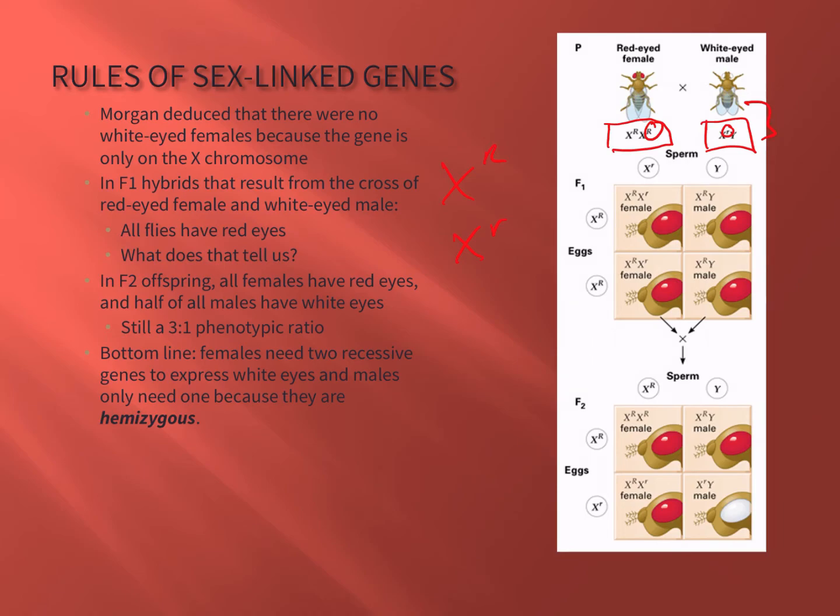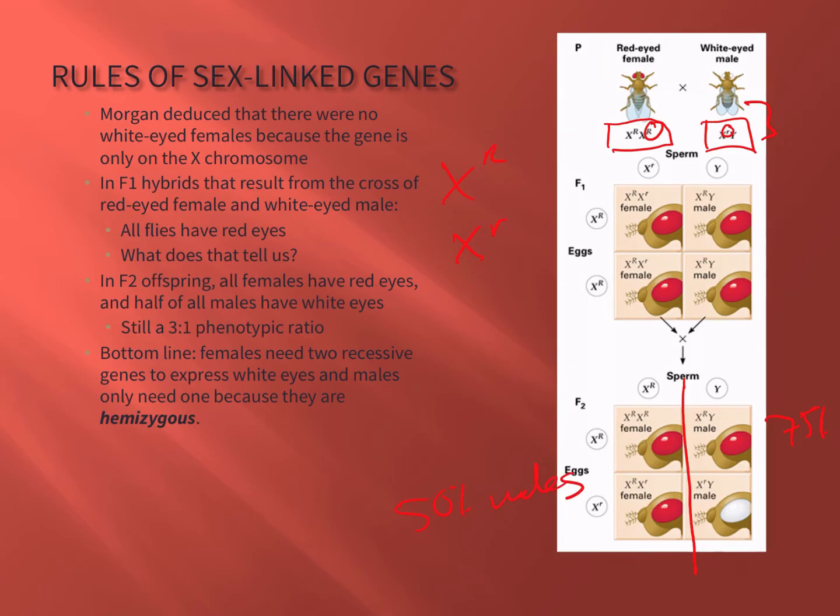If we move on to the F2 generation, he noticed that all females had red eyes, but now if we look at half of the males, so this is important because I think in terms of thinking about ratios and percentages, you don't necessarily think about this as half. Okay, so 75% of this population had red eyes, but 50% of the males had white eyes.